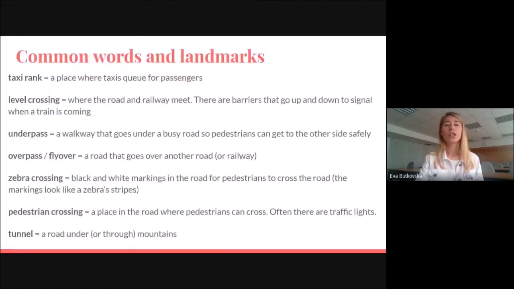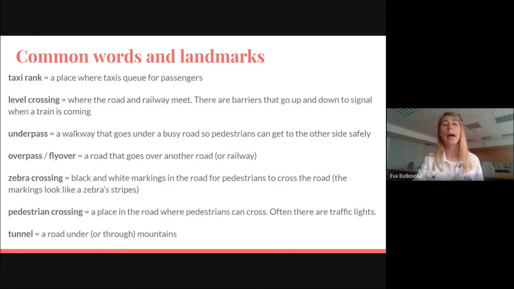And let's cover the common words and landmarks. These words are good for you to know because if you want to give the proper and correct directions, these words will help you. Now I want you to turn on your mics, and if you know the translation to these, I want you to say it out loud. So just say it out.